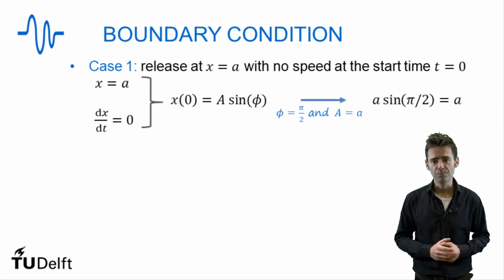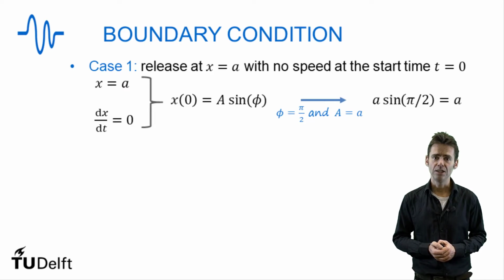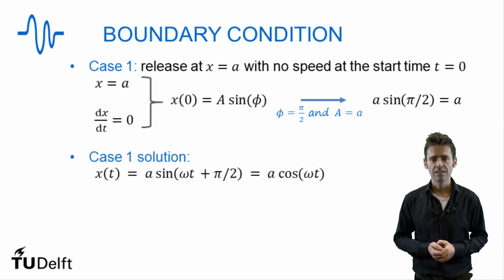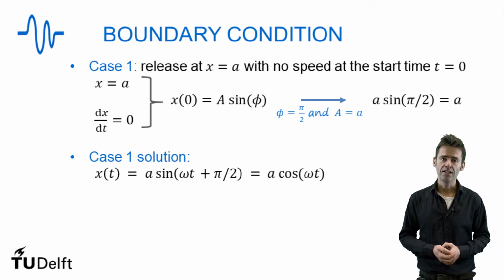Now, taking the most simple solution we can find, we take phi equals pi over 2, then the sine has its maximum amplitude, and we take capital A equal to small a. In this case, our solution, x of t, is a sine omega t plus pi over 2. And if you know your trigonometry well, you know that this is equal to a cosine omega t.